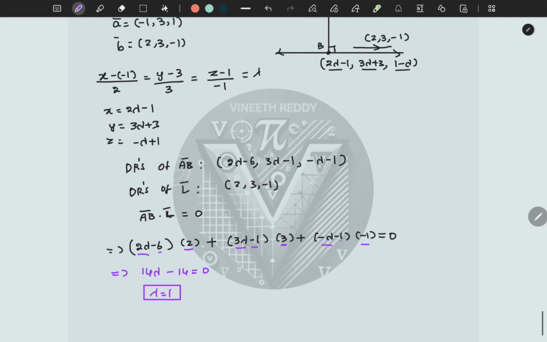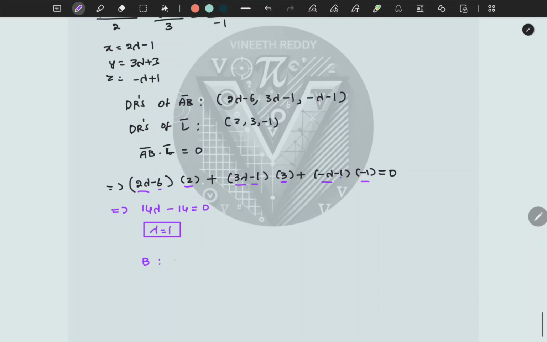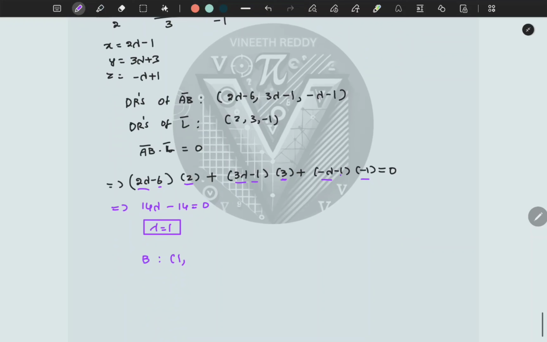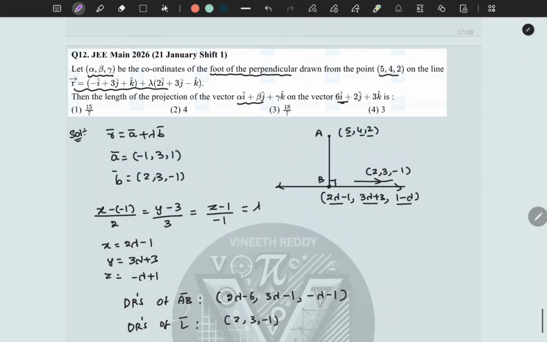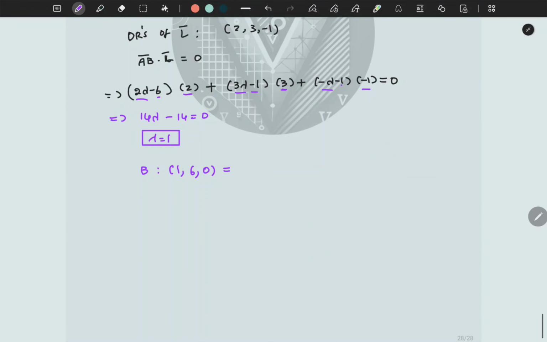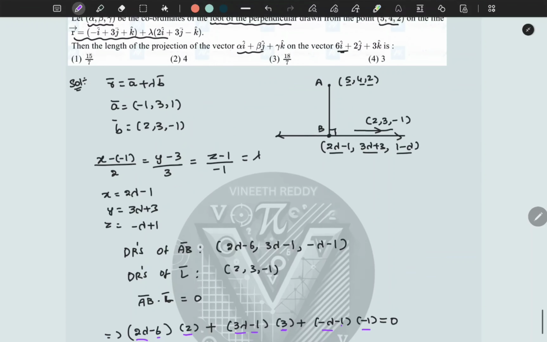So if lambda is equal to 1, the point B, the foot of the perpendicular, will simply be 2 minus 1, which is 1, 3 plus 3, which is 6, and 1 minus 1, which is 0. That means this is nothing but alpha, beta, gamma as per the question, dear students. Alpha, beta, gamma are the coordinates of the foot of the perpendicular.